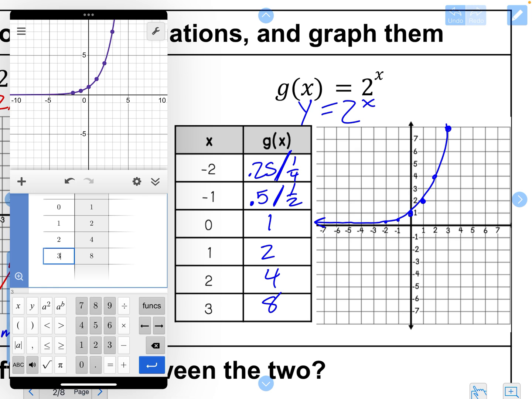If I look real carefully, 1 to 2 is +1, 2 to 4 is +2, 4 to 8 is +4. But if I look at multiply, 1 times 2 is 2, 2 times 2 is 4, 4 times 2 is 8. So we are multiplying by 2 each time.